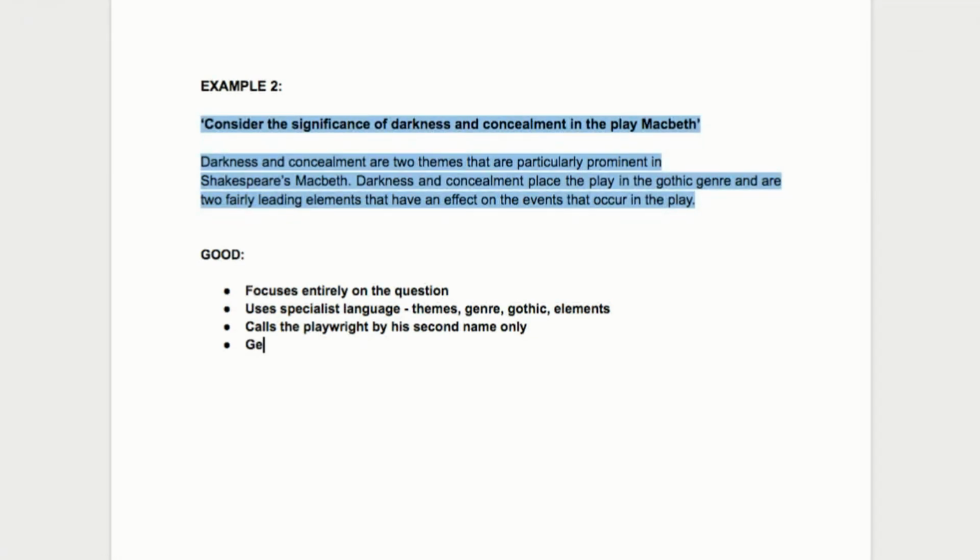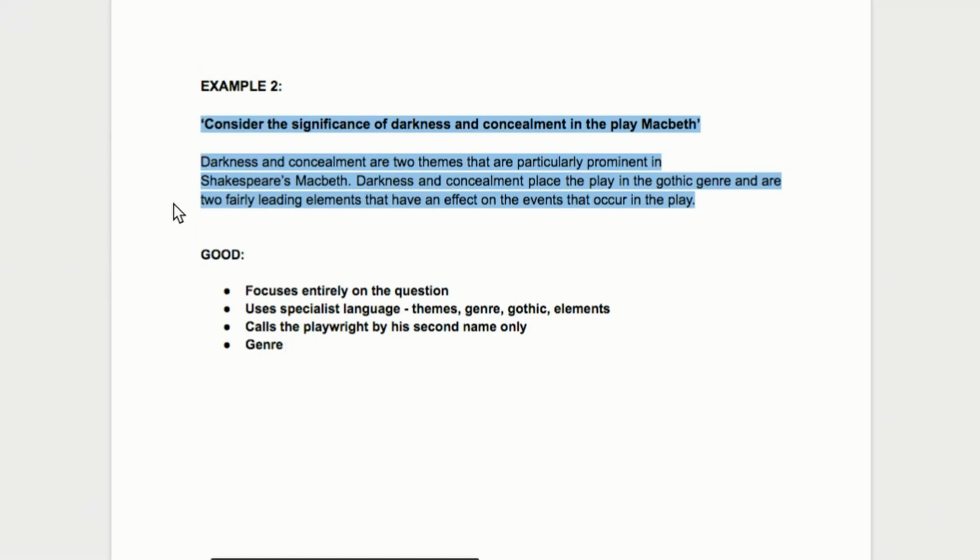It talks about genre. So genre is the kind of category that a text fits into. So it's aware of literature and different types of literature. In this case, a type of genre, so a type of category that it fits into. The Gothic genre in particular is something kind of interesting in relationship to these ideas of darkness and concealment. So it's something relevant to the question as well.